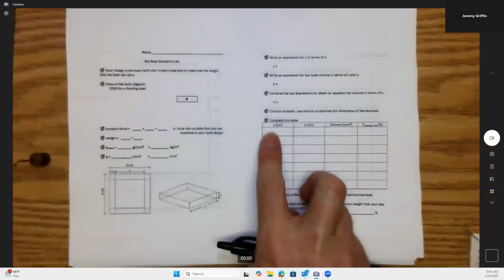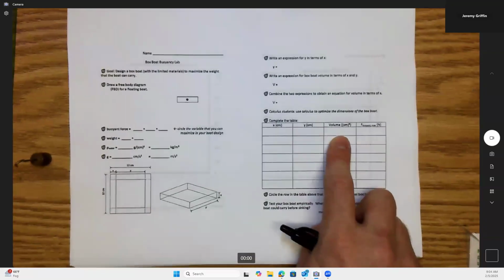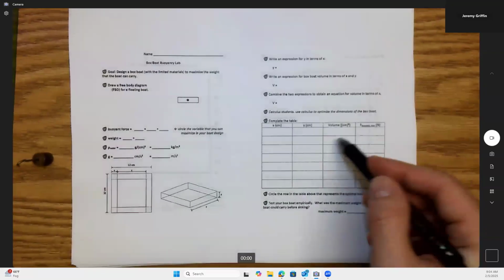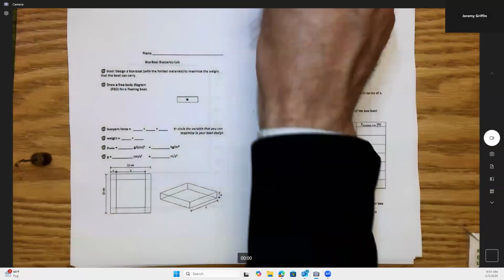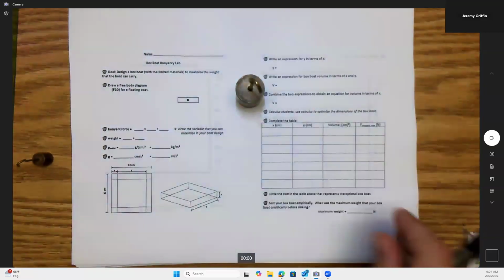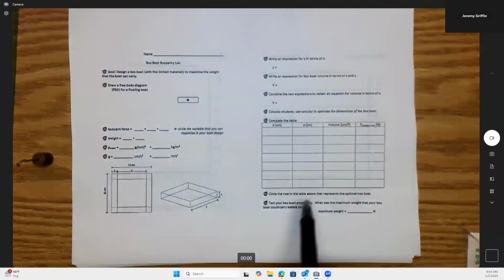Complete this table. So values for X and Y. What would the corresponding volume be, which you can use the formula for, right? And what would be the maximum buoyant force? So suppose you load it up with weights and it sinks down just to the brim, so it's just floating. Just barely floating. How much buoyant force?